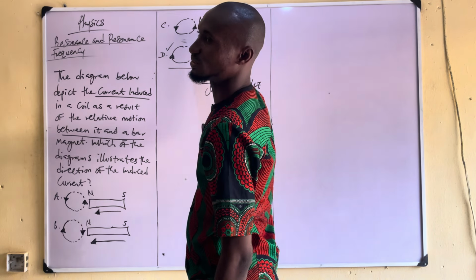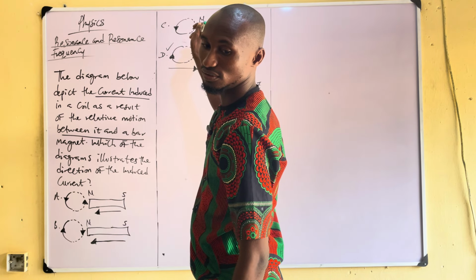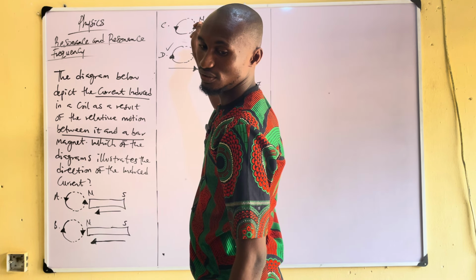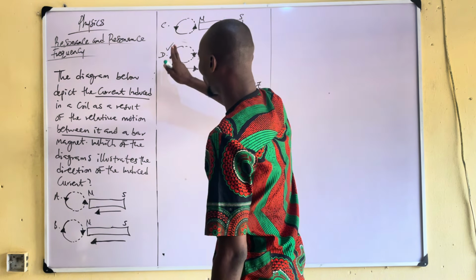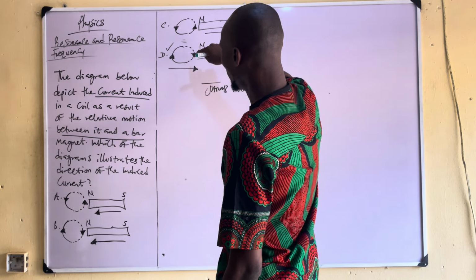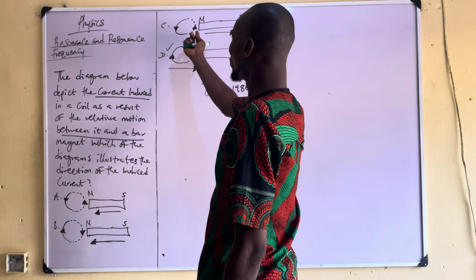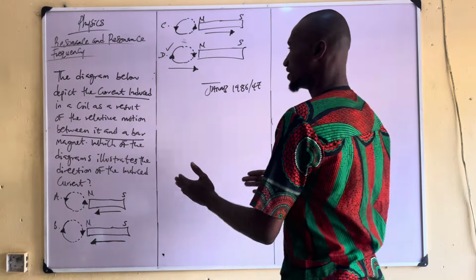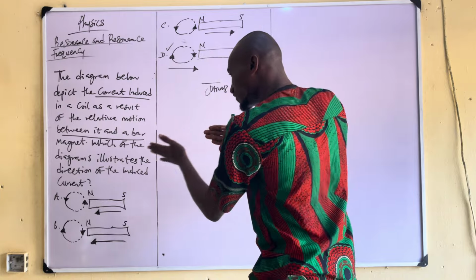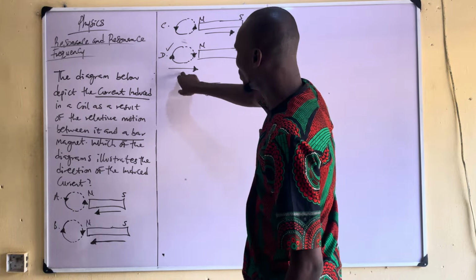So now it is moving this direction. Is it clockwise or anti-clockwise? Do you understand? So look at the direction of the flow of the current. This current flows like this. So if this one goes this way, it will eventually come this way. And they said, which of the diagrams illustrates the direction of the induced current? This is the one showing the flow of the current.